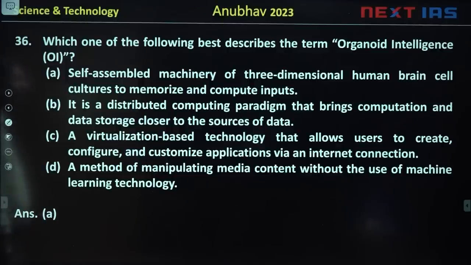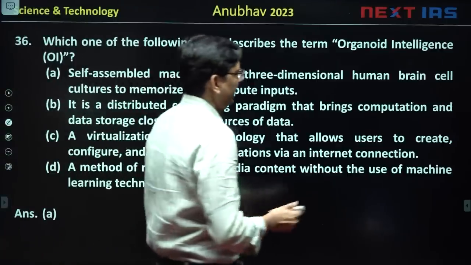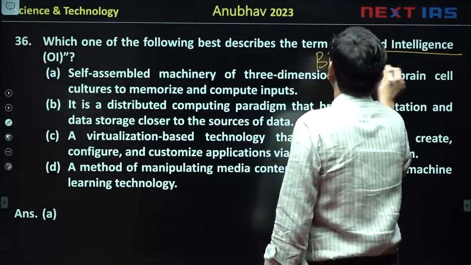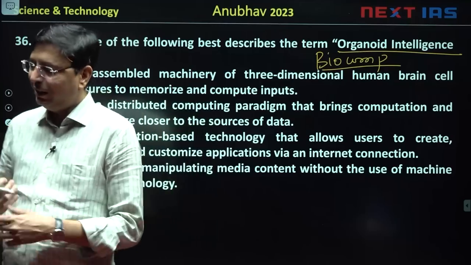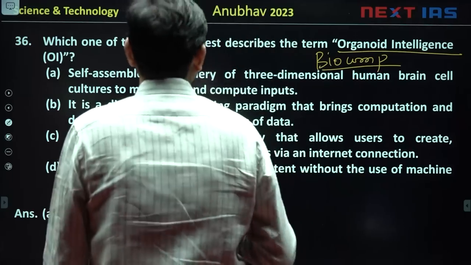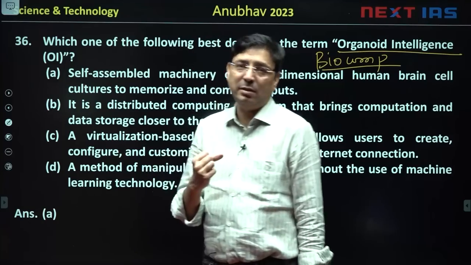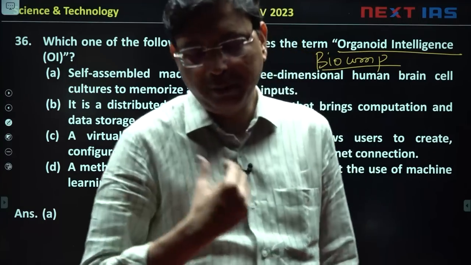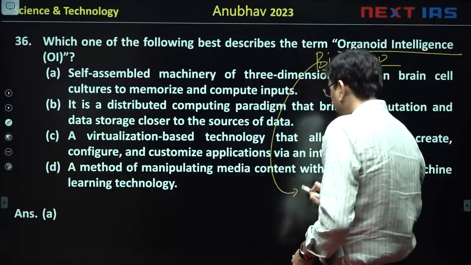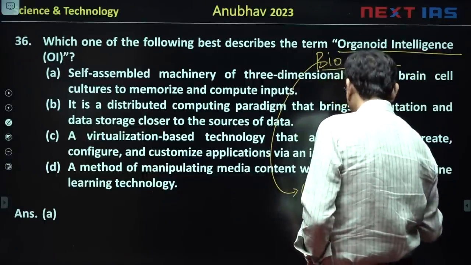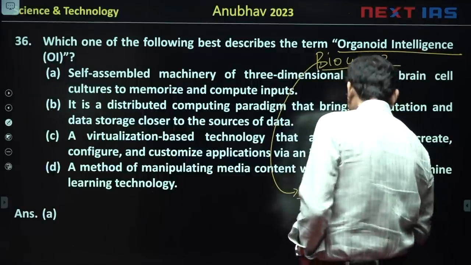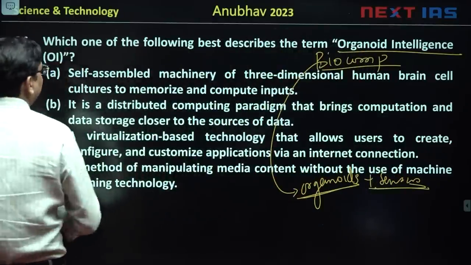Which of the following terms best describes organoid intelligence? Organoid intelligence is in the news. Basically, this is biocomputers. They have developed miniaturized organs like the brain, and with those miniaturized organs they have connected sensors, and those small organs are controlling those sensors. So biocomputers are basically organoids plus sensors, with the organoids controlling the sensors. This is the concept. Now you see the answer.